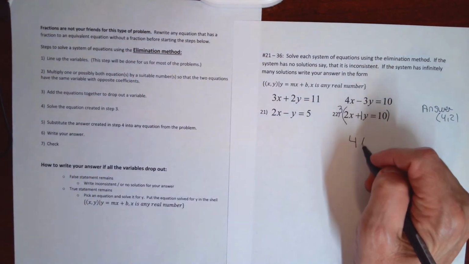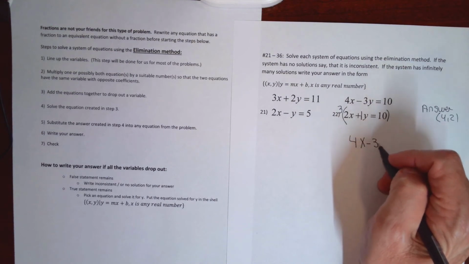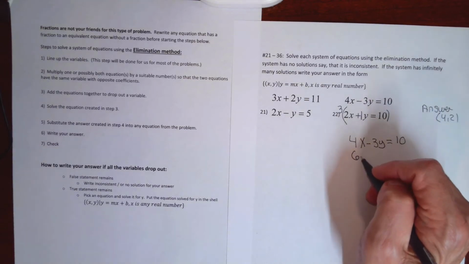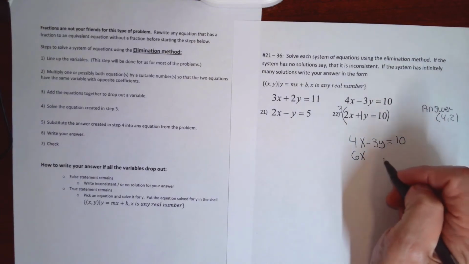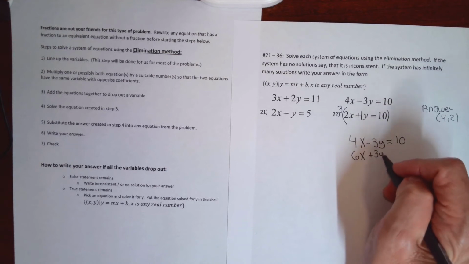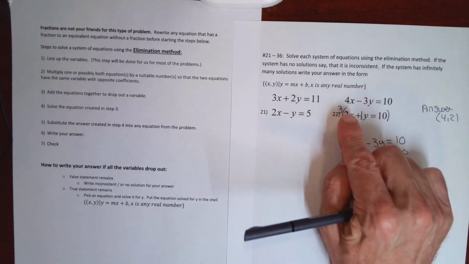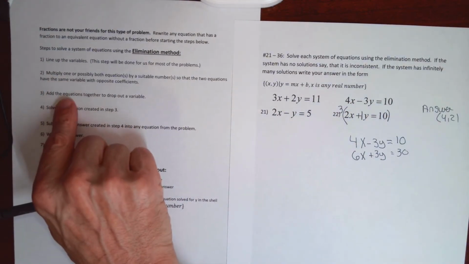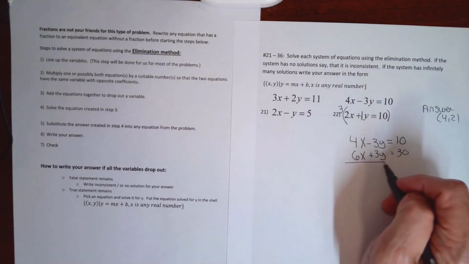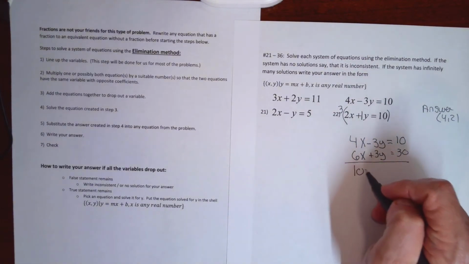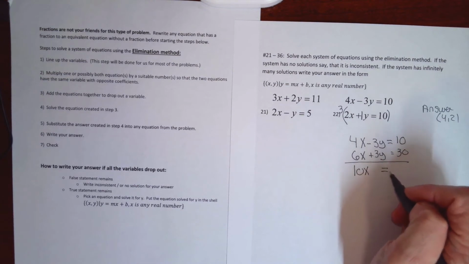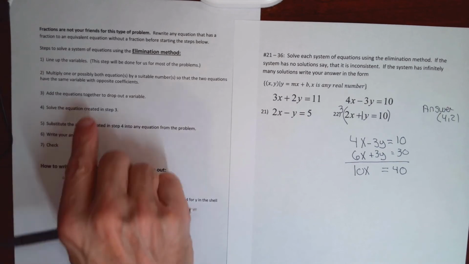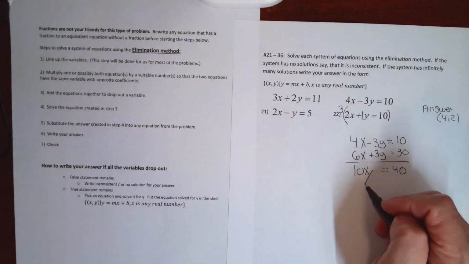So my first step, I'm multiplying the bottom equation by 3. This is technically my step 2, but step 1 was already done for me. I'm leaving the top equation unchanged, and I'm going to change the bottom equation to 6x plus 3y equals 30, multiplying 3 times 2, 3 times 1, and 3 times 10. That's the end of step 2. Step 3 is to add the equations together. This is going to give me 10x. The 3y's cancel, equal to 40. That's the end of step 3. Step 4, solve this equation.